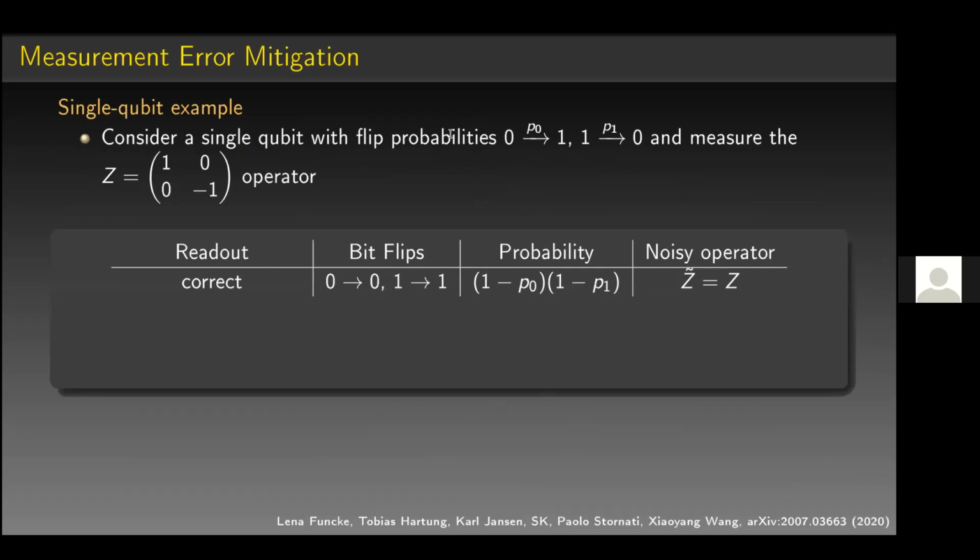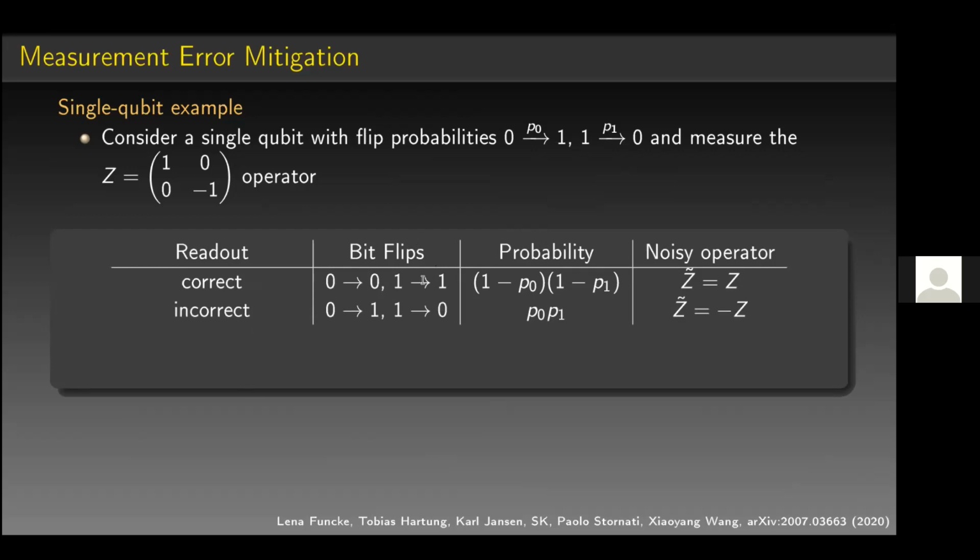Basically, we consider a single qubit and we consider an erroneous readout. So with probability P0, we will actually record a 0 as a 1. And similarly, with probability P1, we accidentally record a 1 as a 0. What we want to measure as an observable on this qubit is just the Z operator, which is this matrix. So what can happen now? It can happen that I have both outcomes correctly recorded on my device. This would happen with the probability (1 minus P0) times (1 minus P1). And this would correspond to actually measuring the operator I want to measure.